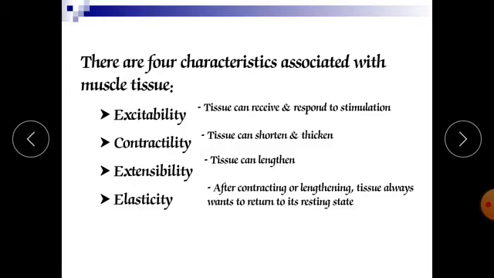There are four characteristics which are associated with muscle tissue. The first is excitability. The muscles can be excited with the help of a neuron, meaning the action potential is generated, which converts the electrical energy into chemical energy in the form of neurotransmitters.